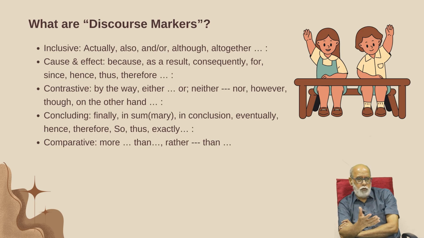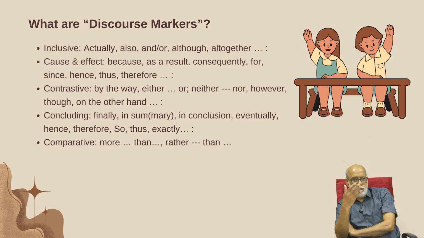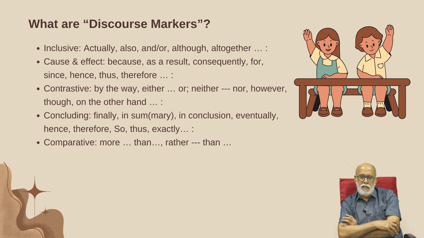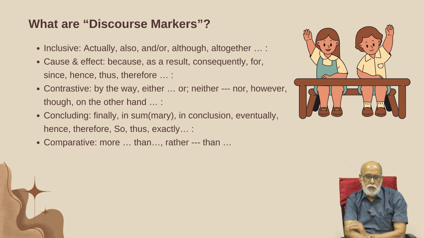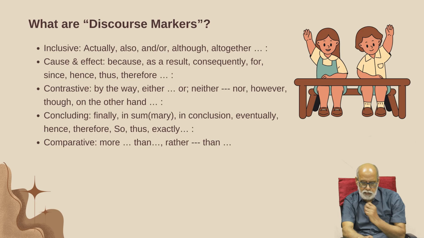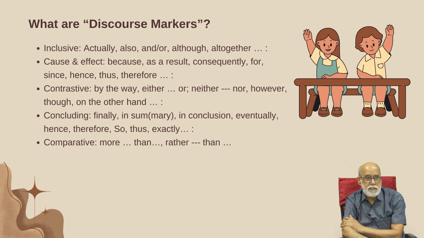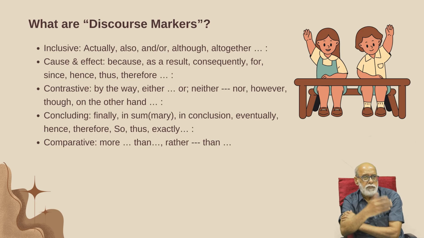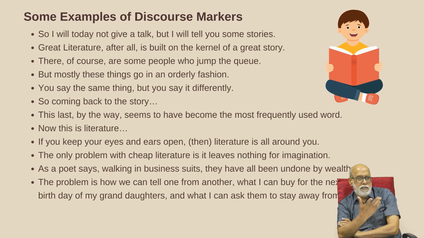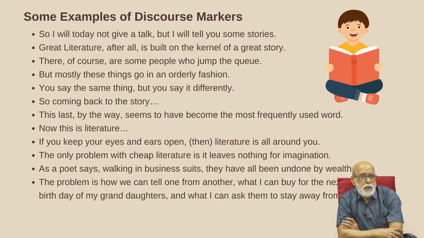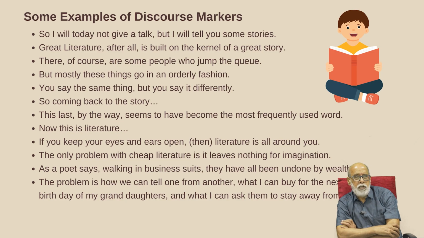If you want to conclude, if you want to contrast, if you want to show cause and effect, there are these different things. And these different things are easy to learn provided you pay attention to anything that you write, anything that you read. Let us take some examples. Look at those sentences. They could be isolated sentences. I could say, I will today not give a talk. I'll tell you some stories.